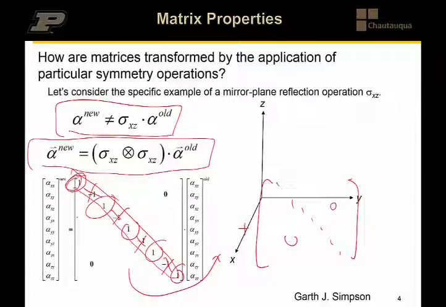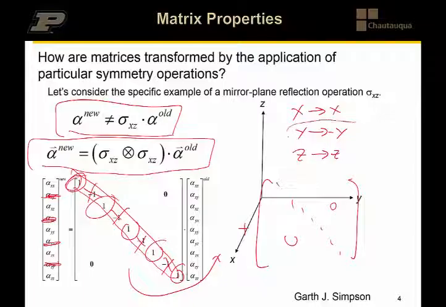And those will be the elements of alpha that are symmetry allowed upon application of this symmetry operation. And that removes everything with a single y. Now we can sort of intuit this as well. We can intuit it because we knew from before that the symmetry operation takes x into x, y into negative y, and z into z.